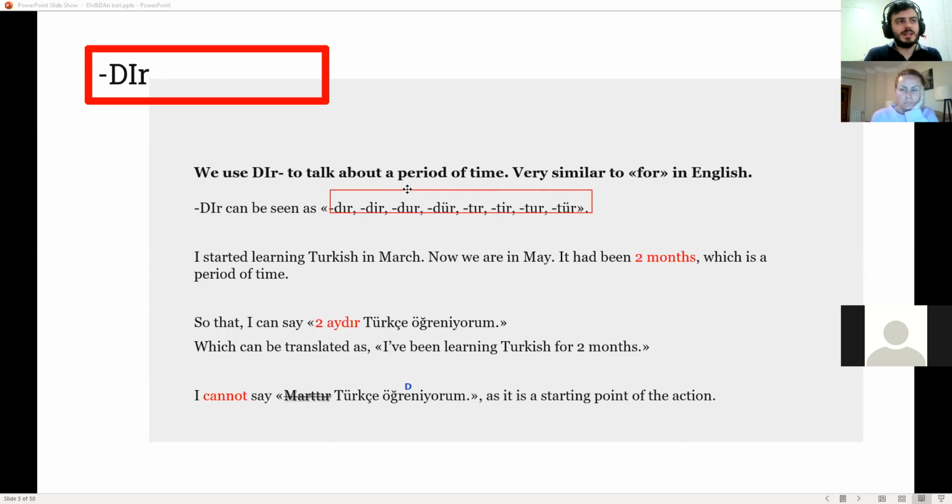As I said, it basically means "for", and we literally use it for a period of time. If you want to say, "I have been learning Turkish for two months," then this is the suffix that you have to use. Let me make it blue to make it more visible. İki aydır Türkçe öğreniyorum. Only for a period of time you can use this dır, dir, dur, dür.